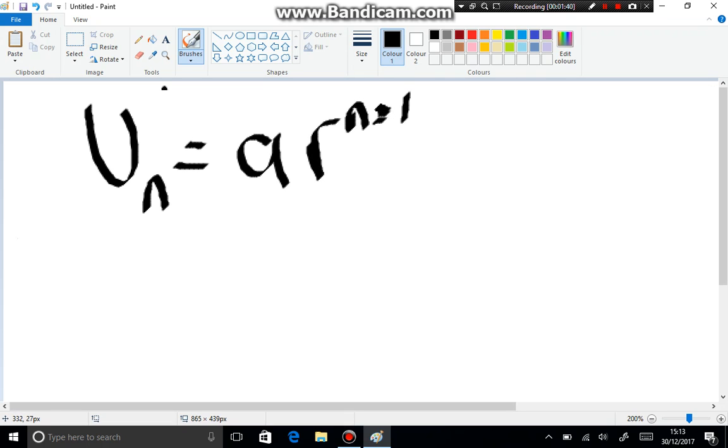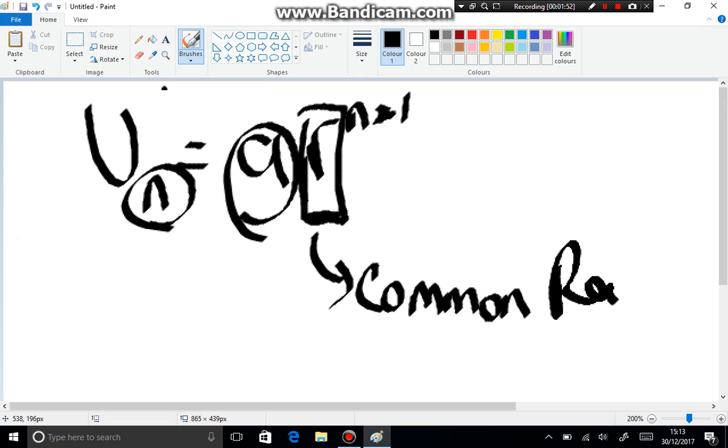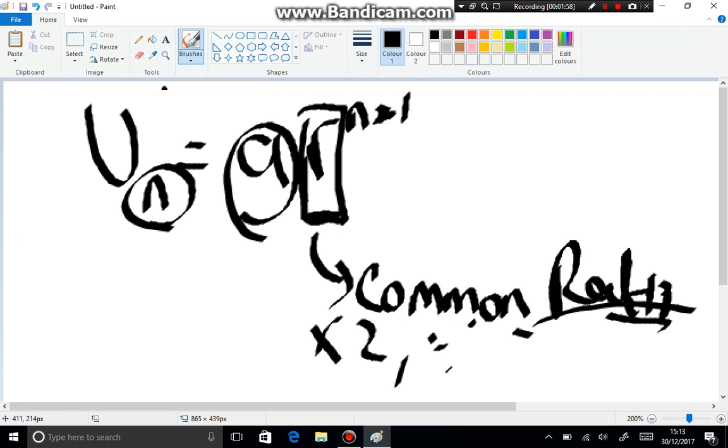So what this really represents is n is the term number like always, a is the first number like always, but r is the common ratio, and the common ratio is the multiplier. So it's like times 2 or divide 2 or times a third, or it can be anything as long as there's a multiplier or divisor there.